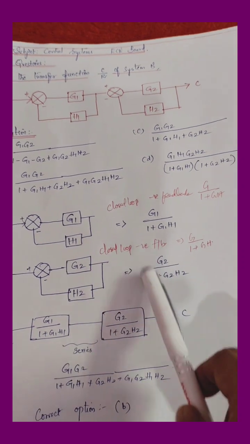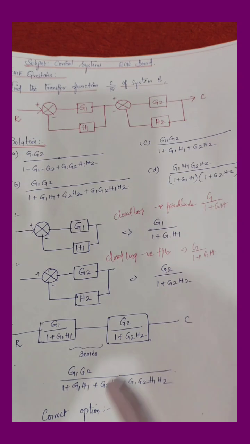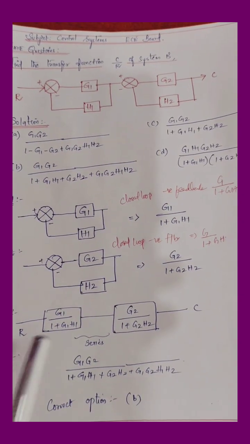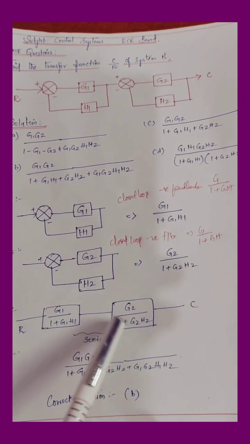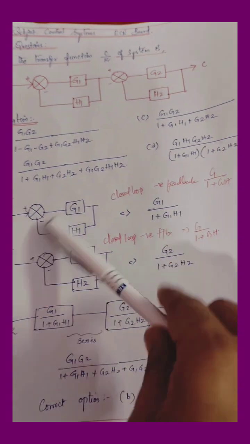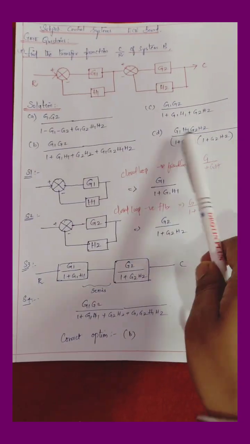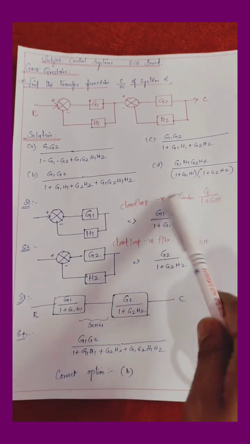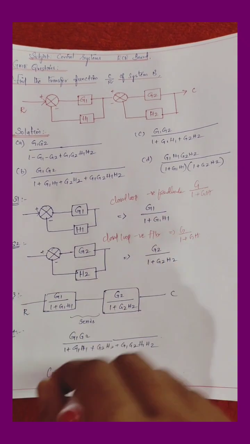Now, these two should be connected; these two answers should be joined here. What's the answer of the first block? G1 divided by 1 plus G1 H1. What's the answer for the second block? G2 divided by 1 plus G2 H2. Combine. Now, we have the four options. Out of these four options, which is the correct option for the corresponding answer? According to that, we have to match the answer.